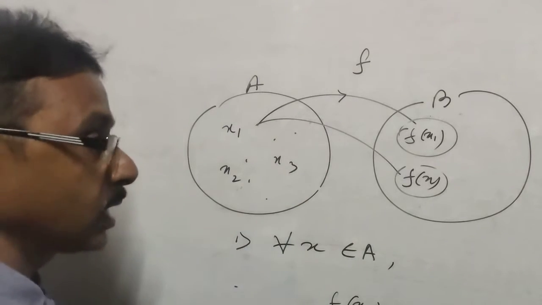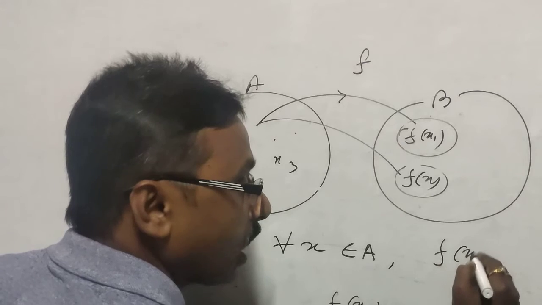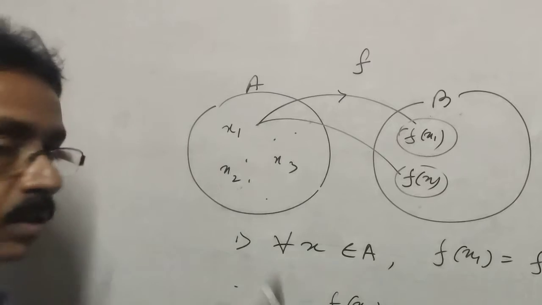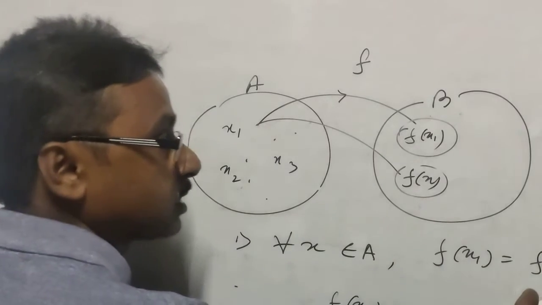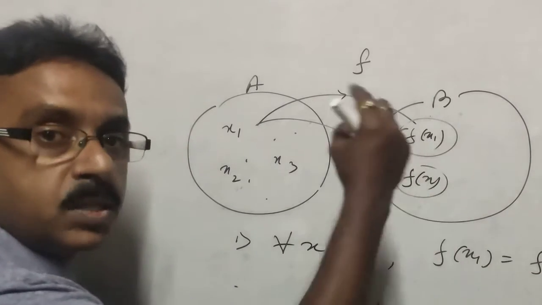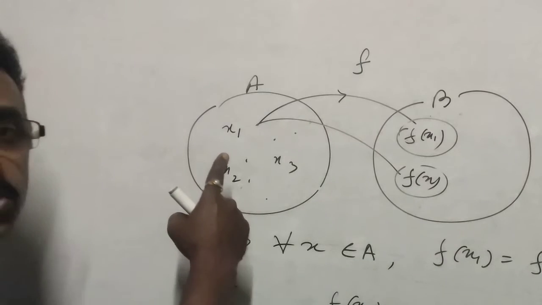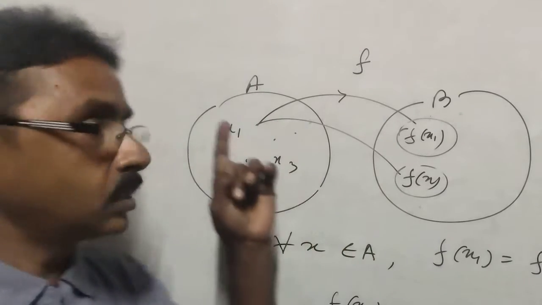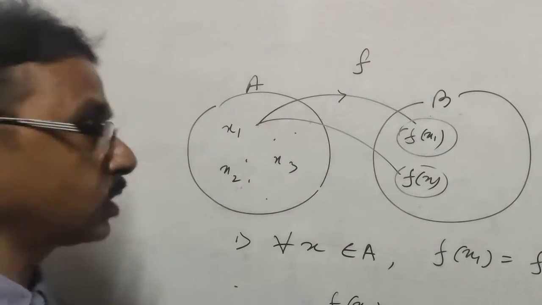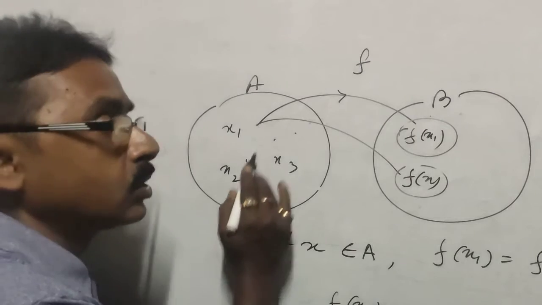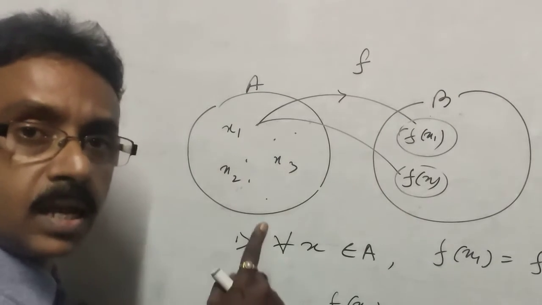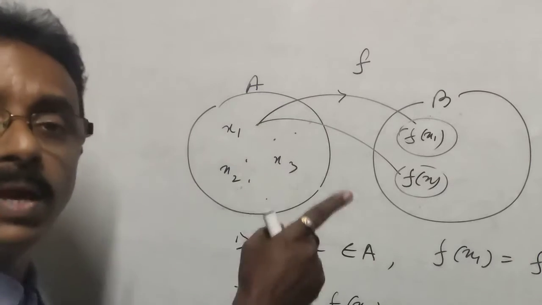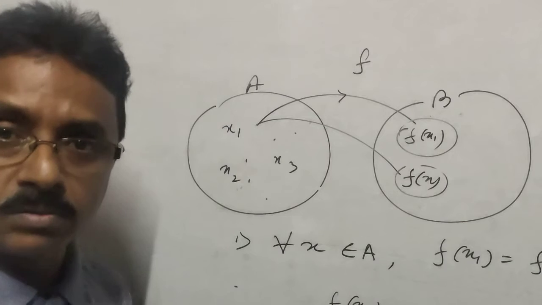In that case, suppose f(x1) is equal to f(x); these two are the same element, then only can we say that the relation is a function. So I repeat, the relation is said to be a function if, first, each and every element has an image, and second, the image is unique. If an element has two images, then that relation is not a function.